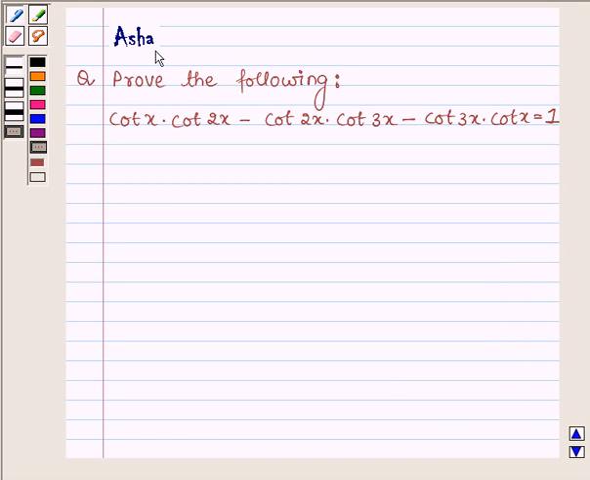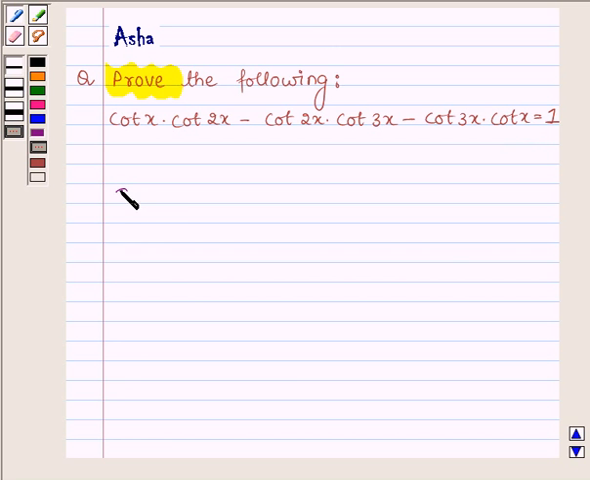Welcome to the session. I am Asha and I am going to help you with the following question, which says, prove the following. We have to prove that cot x into cot 2x minus cot 2x into cot 3x minus cot 3x into cot x is equal to 1.